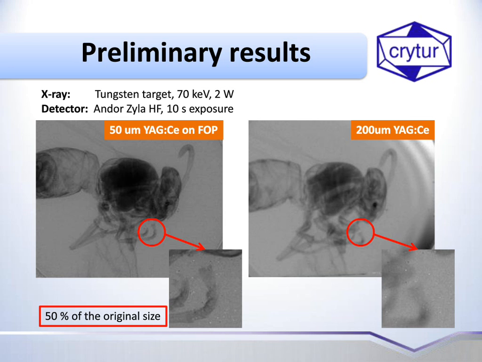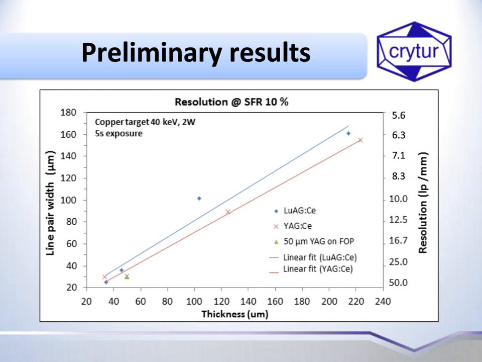Let's see. The 50 micron scintillator on FOP would have a line pair width of about 30. There's that green point in the graph below the red line, and that 200 micron thick scintillator would be about 160 micrometers when we speak about line width, which is equivalent to 6.3 line pairs per millimeter. So you can see a clear difference here in the graph, which corresponds to the image quality. What would you expect from imaging?